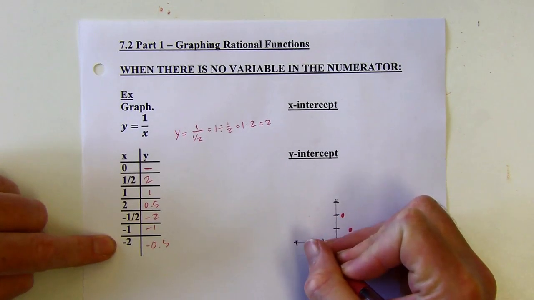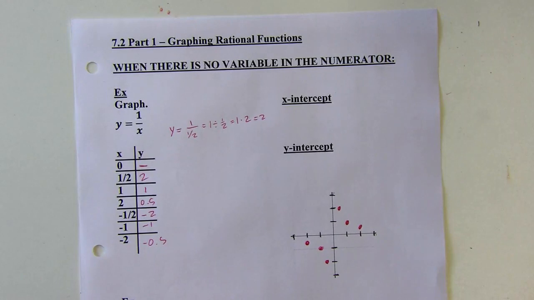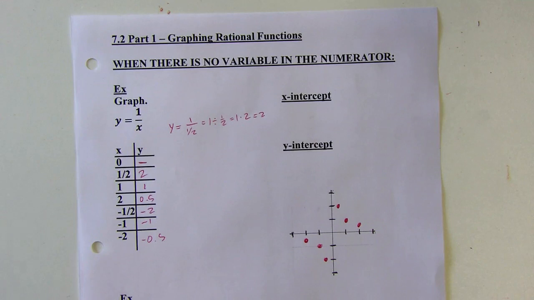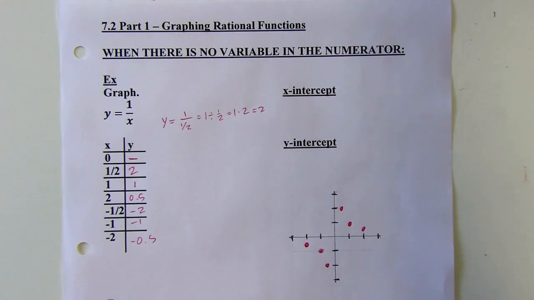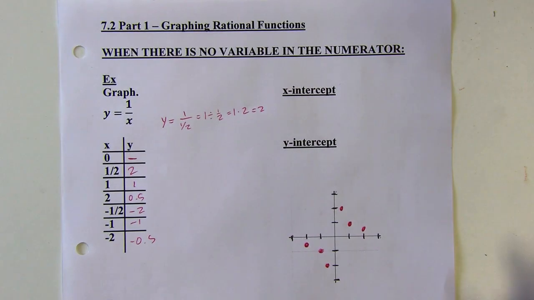Okay, so once we get used to these patterns, we won't have to make an XY table, but it's a nice way to get an idea of what this is going to look like. And you can always use that method in an emergency. Get some points, and then you have an idea of what the graph looks like.